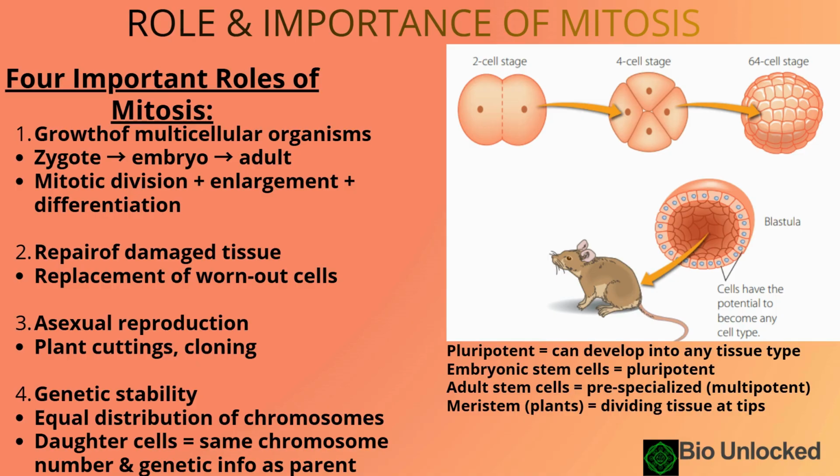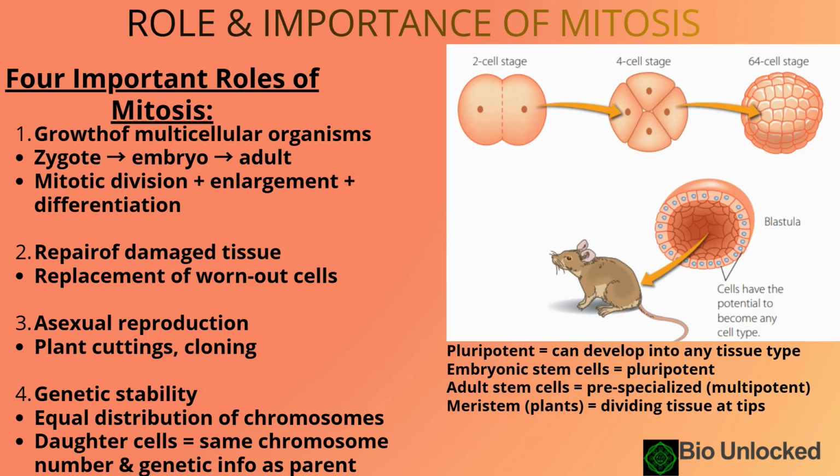Thirdly, asexual reproduction, like growing plants from cuttings or cloning organisms. Mitosis plays an extremely big role in replicating the cutting or cloned organism. Fourthly, and most importantly, genetic stability. Mitosis ensures precise and equal distribution of chromosomes to each daughter nucleus. All resulting cells have the same chromosome number and genetic information as the parent.